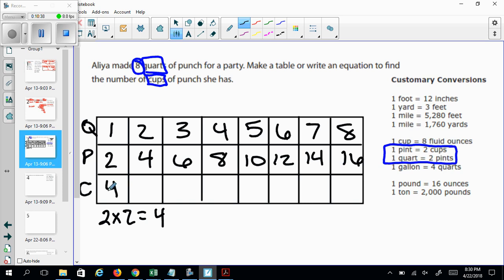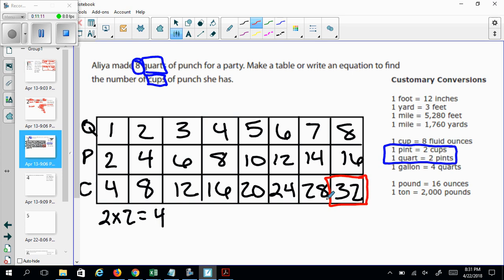Sirius even likes it. So going from quarts to cups, 1 quart is 4 cups. So 2 quarts, 2 times 4 is 8. 3 times 4 is 12. 4 times 4 is 16. And you just keep going down, multiplying by 4. So we got 24, 28, and 32. And so this right here is our answer. So 8 quarts equals 32 cups. Either way that you want to do it, you could take this out if you wanted to and just leave it as cups and quarts. Either way, you're going to get the same answer, which is 32.